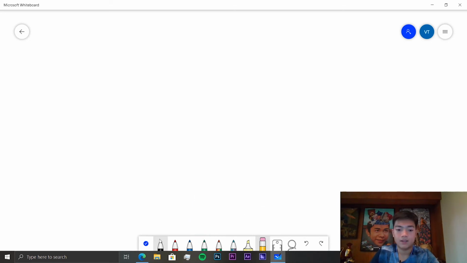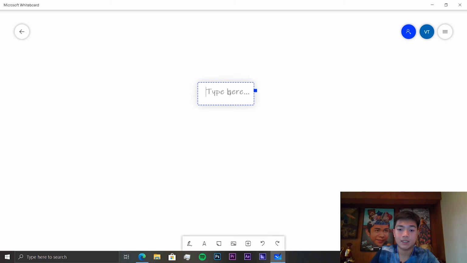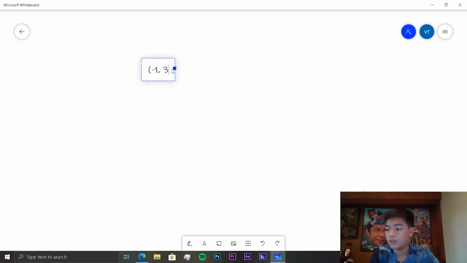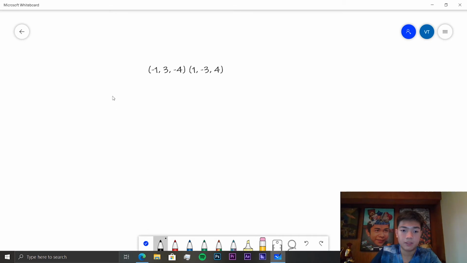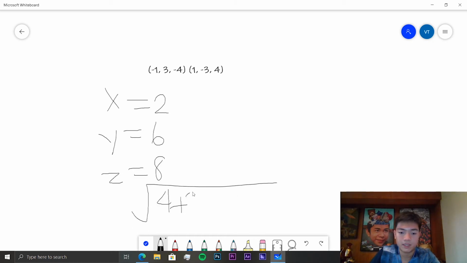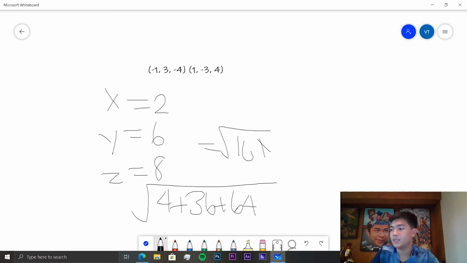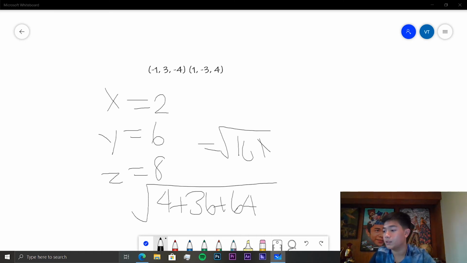Okay, on to the next set of points, and the next set of points is (-1, 3, -4) and (1, -3, 4). So the x distance will be equal to 2. The y distance will be equal to 6, and the z distance will be equal to 8. So this is the square root of 4 plus 36 plus 64, which is equal to the square root of 104. So that is the distance between those 2 points.